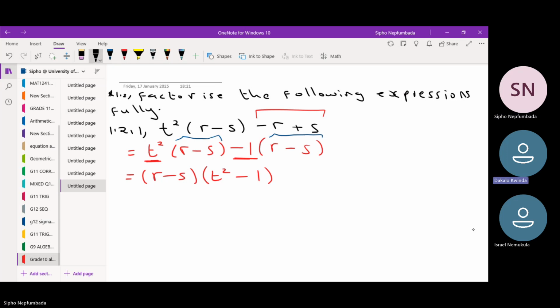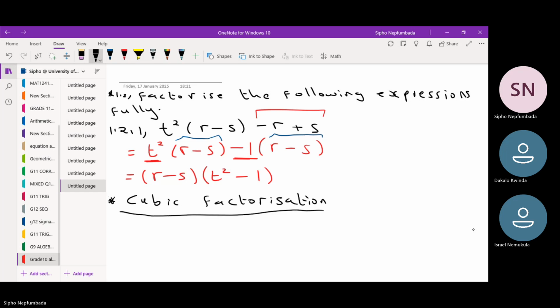Okay. And let's talk about what we call the cubic factorization. If we've got a to the power of 3 minus b to the power of 3, this is equals to.